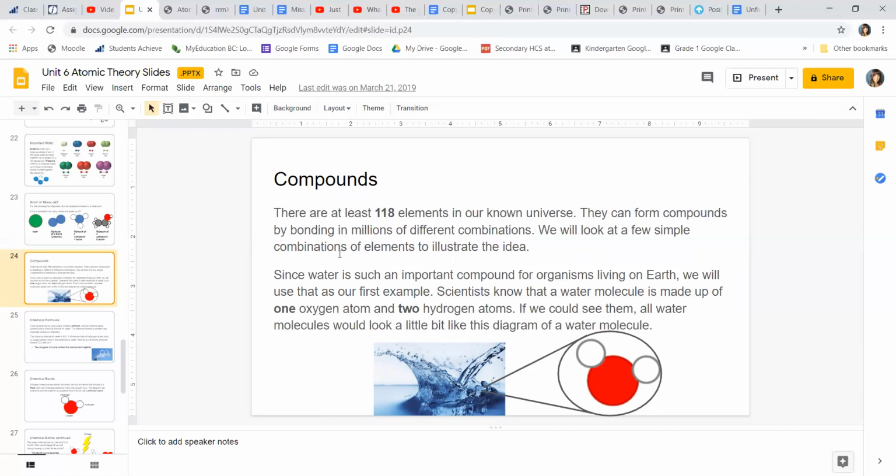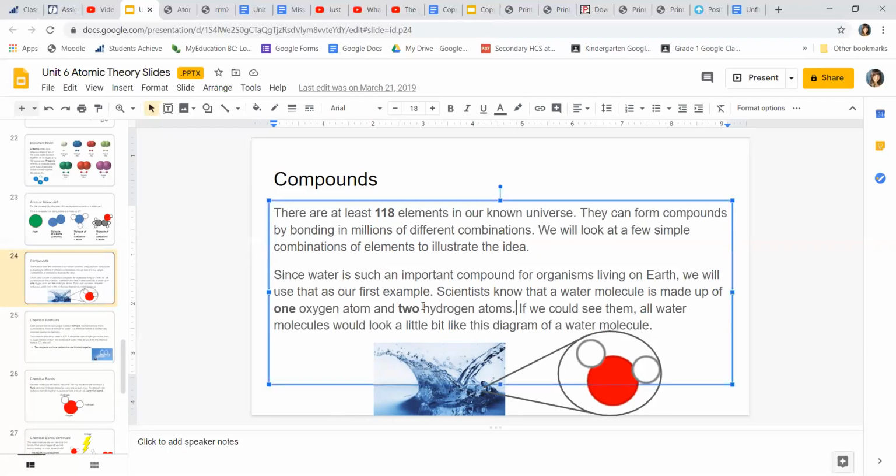And so we obviously know about water, and that's one of the most important compounds that we need to be able to survive. With that being the case, we know it's one oxygen atom and two hydrogen atoms. They would look along the lines of those Mickey Mouse drawings, where we've got the bigger oxygen atom here, and two smaller hydrogen atoms that are chemically bonded to it.